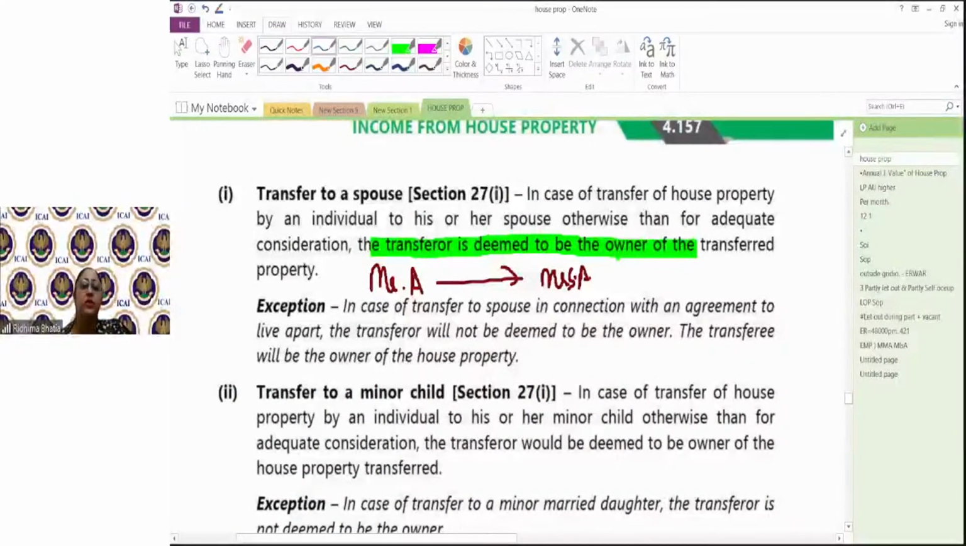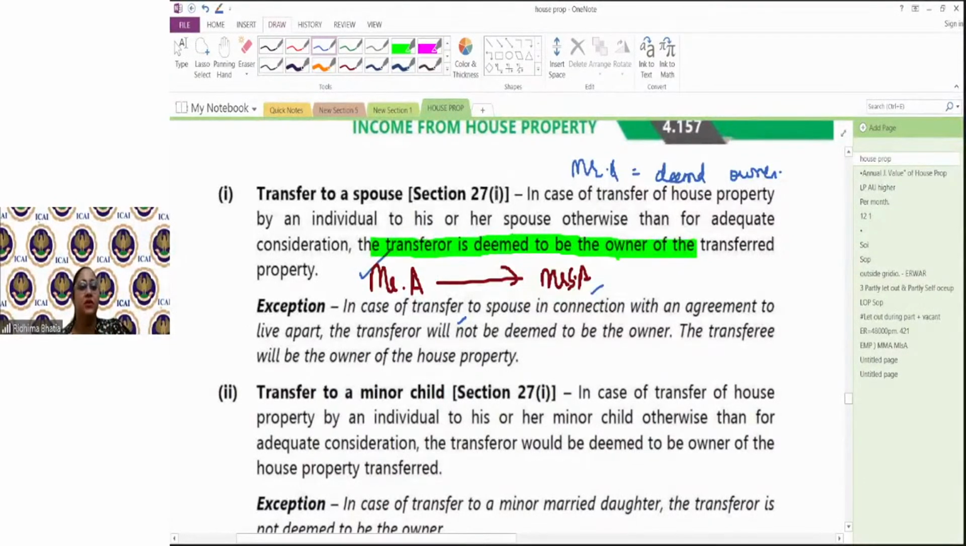Registry किसके नाम पे है? Mrs. A के नाम पे. Legal title कौन है? Mrs. A. But since Mr. A transferred the property without any consideration, even if the legal title is in the name of Mrs. A, Mr. A would be considered as deemed owner and he would pay tax on income of the house property which is transferred. Why? Because लोग क्या करते हैं?